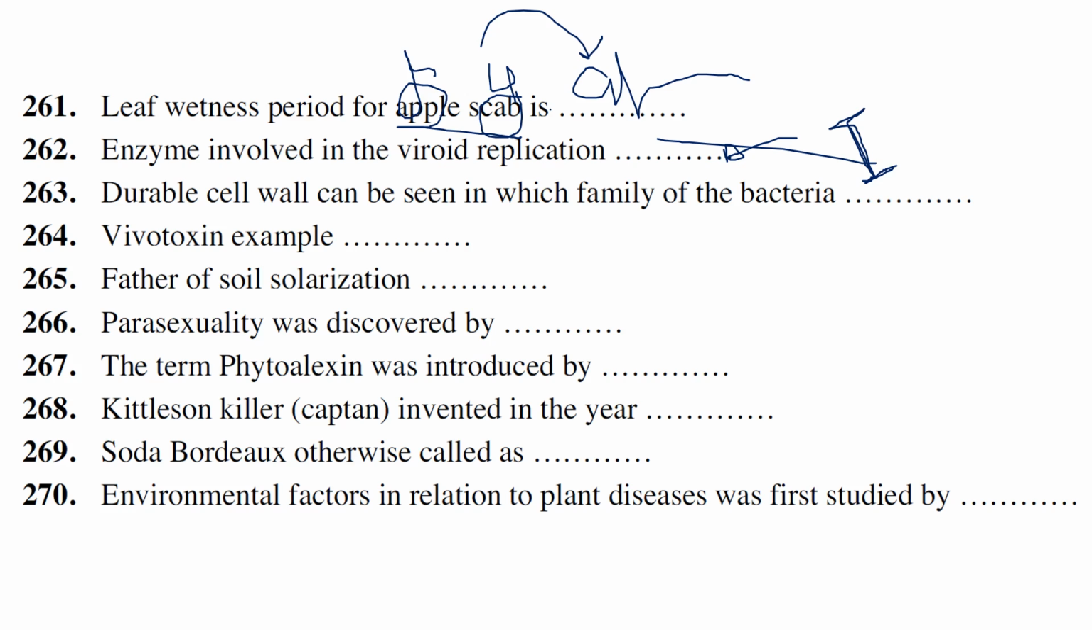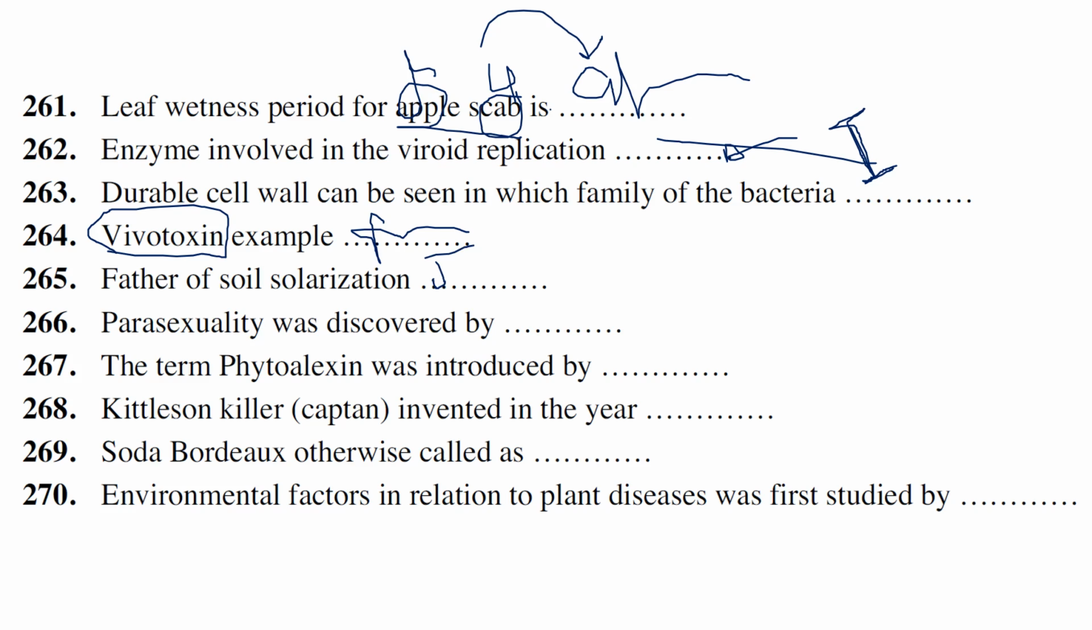The next one is vivotoxin example. Best example is fusaric acid. So fusaric acid is the best example for this vivotoxin. The term vivotoxin was given by Diamond and Wagner in 1953, and the concept was given by T.S. Sadasivan.